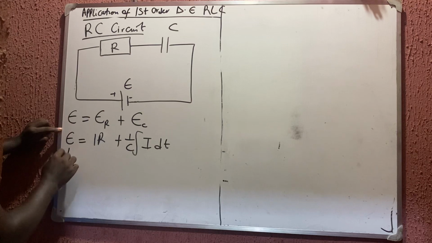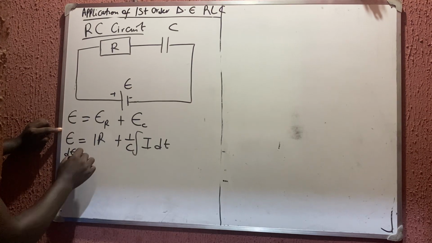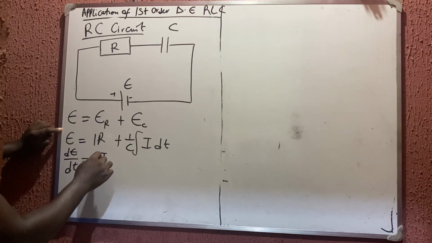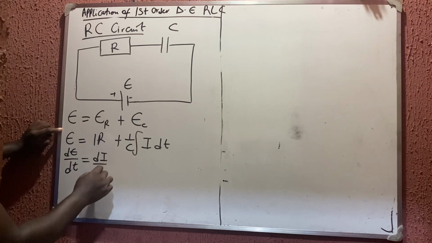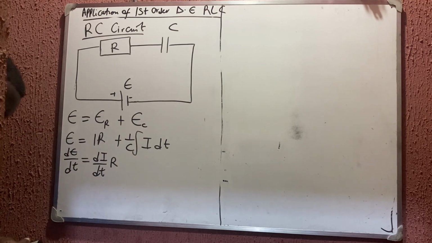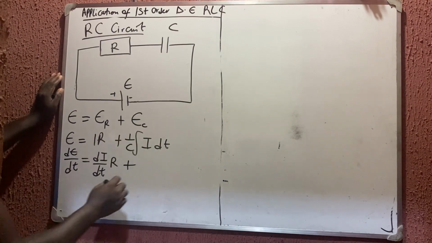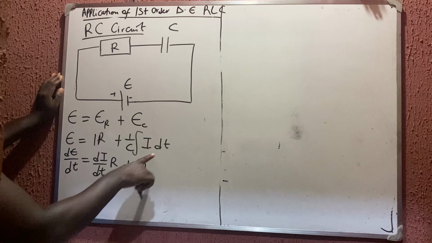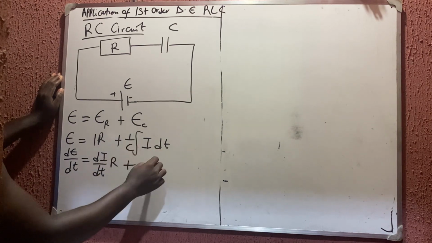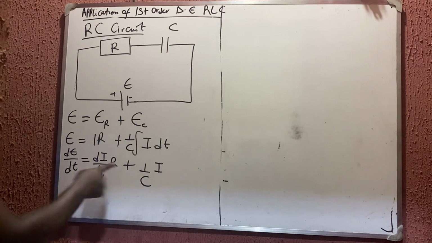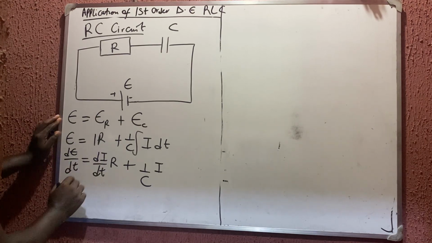If you are differentiating, I'm going to have dE/dt is equal to, if I differentiate this place, I'm going to have dI/dt having my R, plus, if I differentiate this place, I'm going to have 1 over C. Differentiation will cancel integration, so I'm left with just I, or rather I over C. Are you getting that now? So if I arrange this thing very well, it's going to be like this.